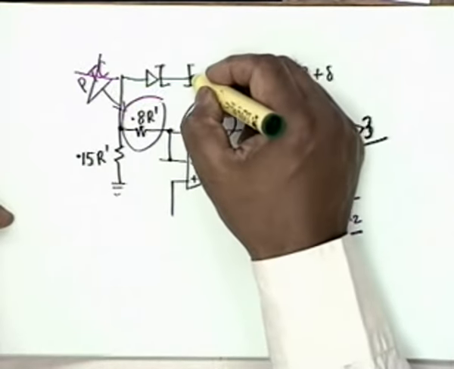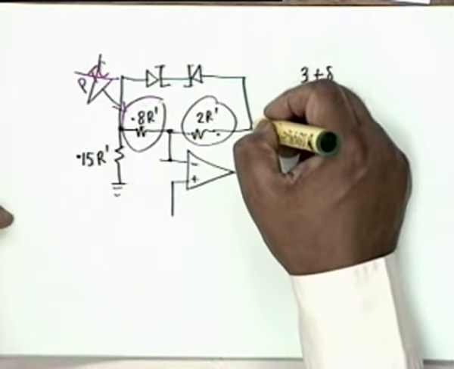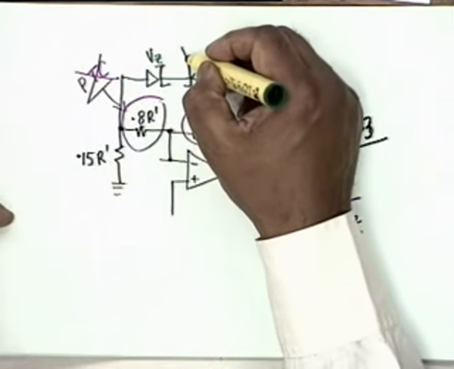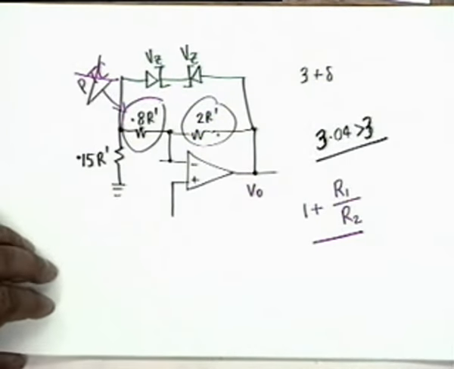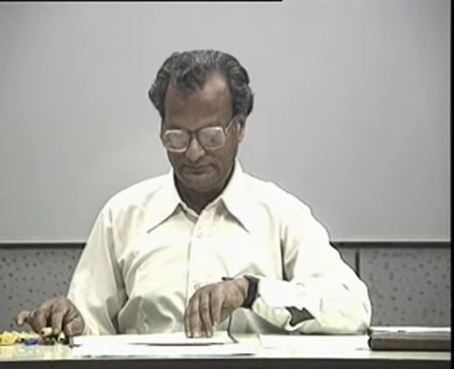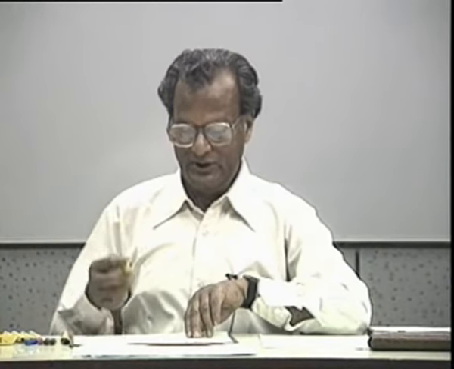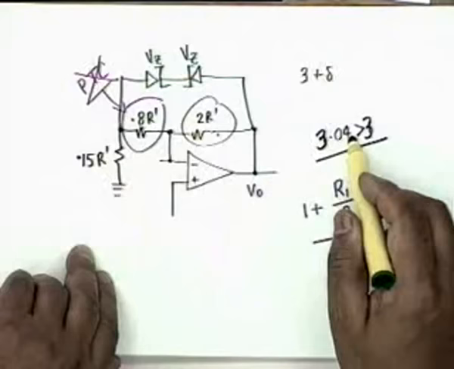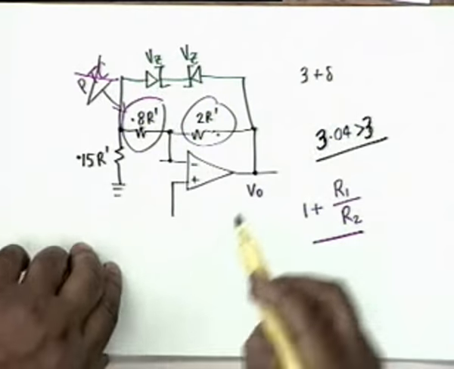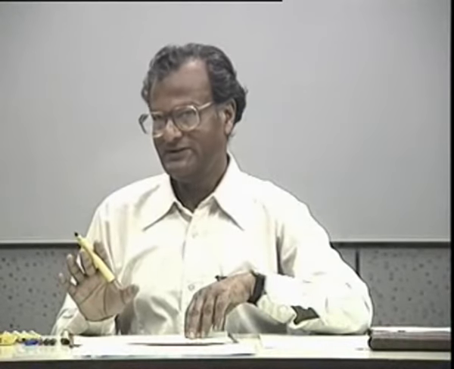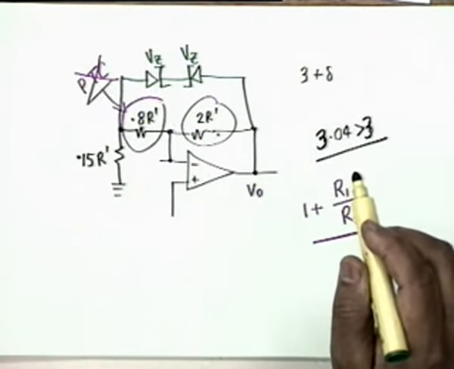Let us see, should I draw like this? No, it should be like this. These are two Zener diodes, identical, with a Zener breakdown at Vz. Now normally, because the gain is 3.04, which is greater than 3, oscillations start. And since the gain is greater than 3, oscillations build up.